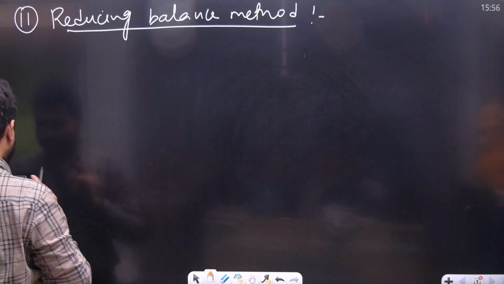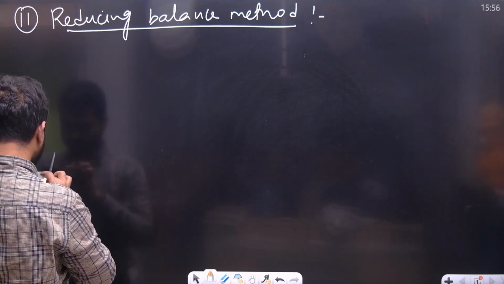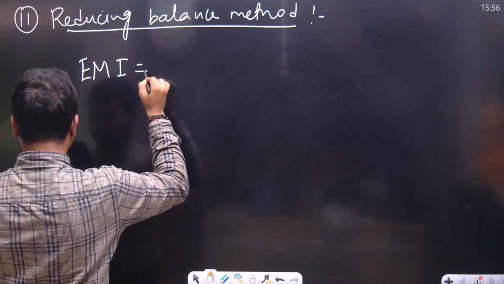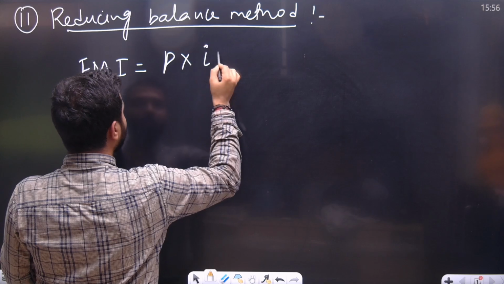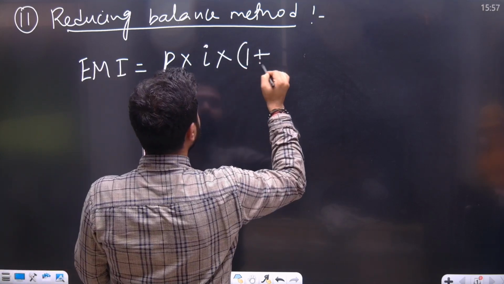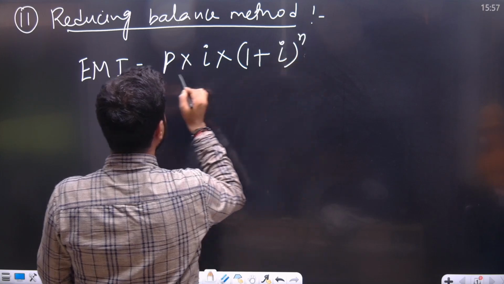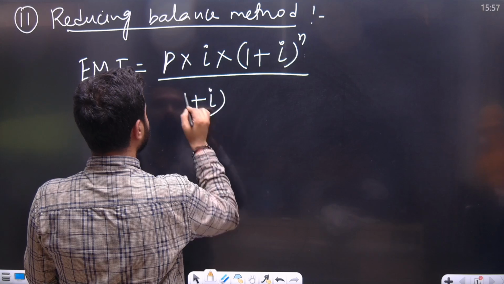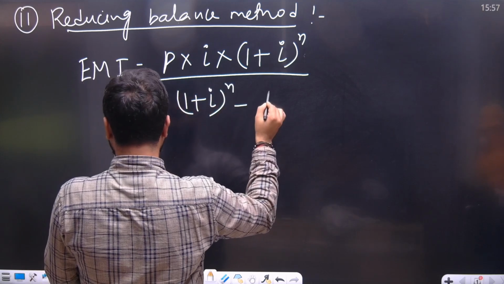So in reducing balance method, the formula for EMI is P into I into (1 plus I) whole to the power n divided by (1 plus I) whole to the power n minus 1.